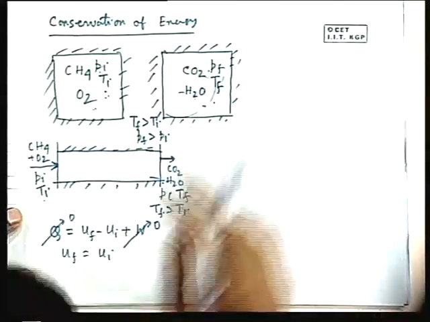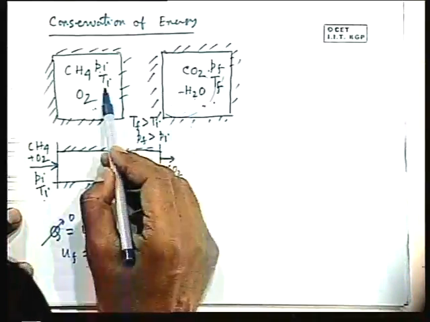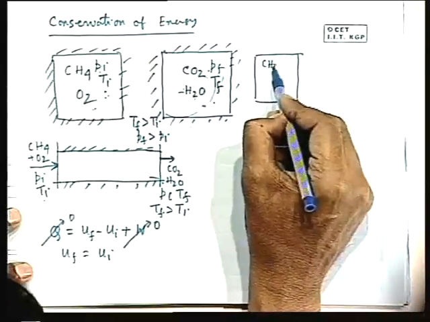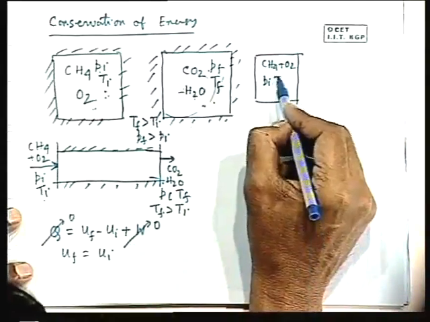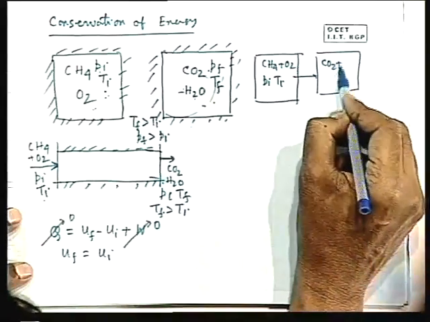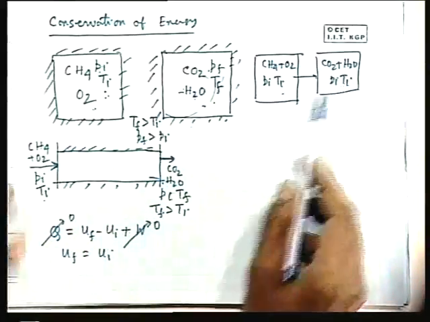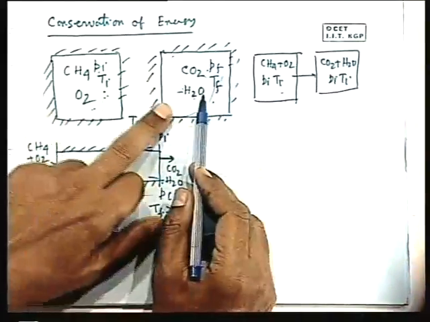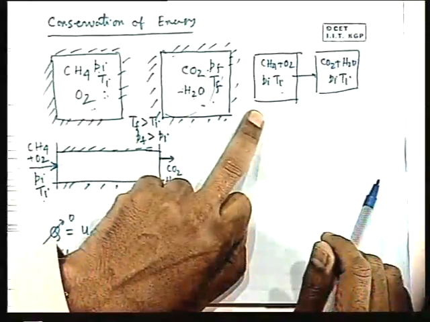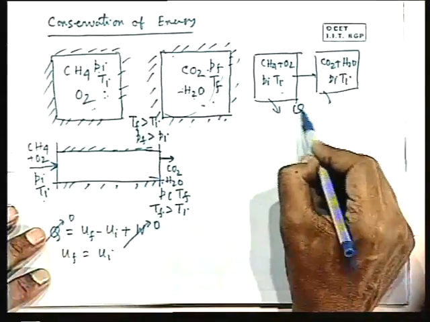Now I go one step further to strengthen this view. Let us consider that I want a reaction at isothermal condition. That means I start with CH4 plus O2 at Pi, Ti, and I make the reaction isothermal so that I end up with CO2 plus H2O at Pi, Ti. Now our common experience tells, since with adiabatic condition the temperature shoots up, that to make an isothermal and isobaric process of combustion, we will have to continuously take heat out.